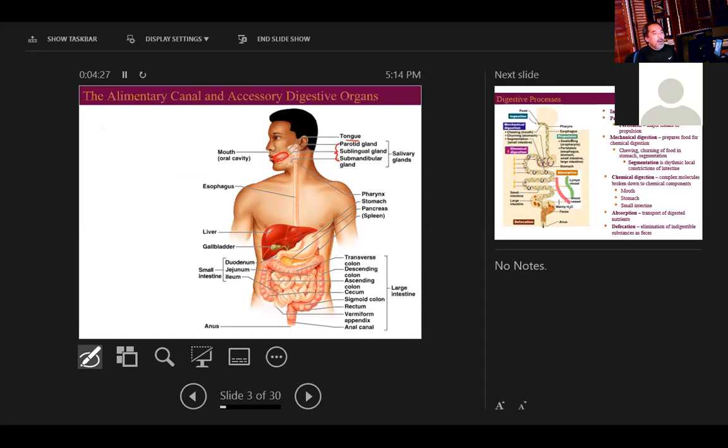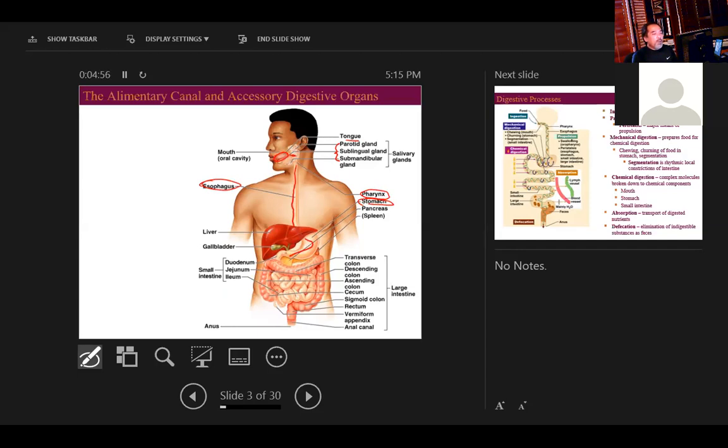Then from there, it's going to be pushed to the back wall, and that back wall is going to be called your pharynx. After the pharynx, it continues down to become your esophagus. It goes down to the thoracic cavity and penetrates the diaphragm muscle to then connect to what we call the stomach. So the stomach is the next structure, and then from there, it goes into the small intestinal tract.